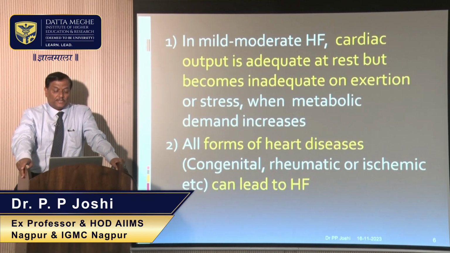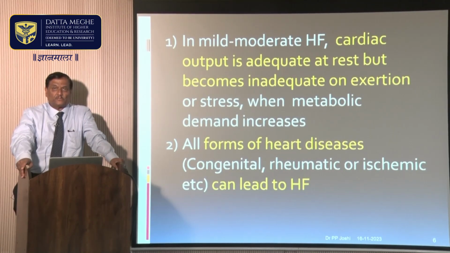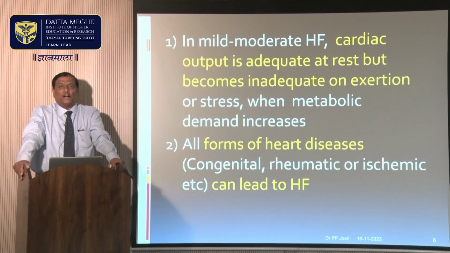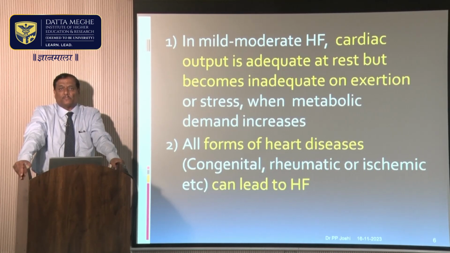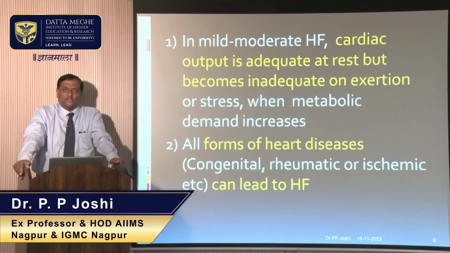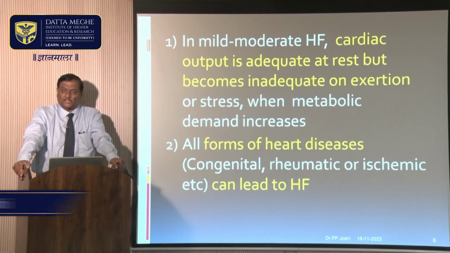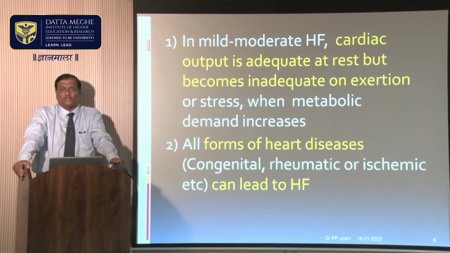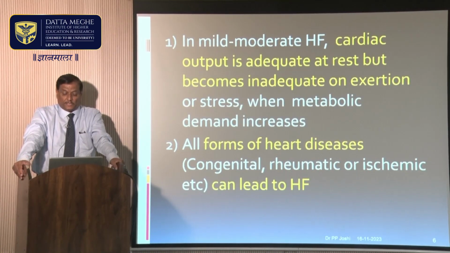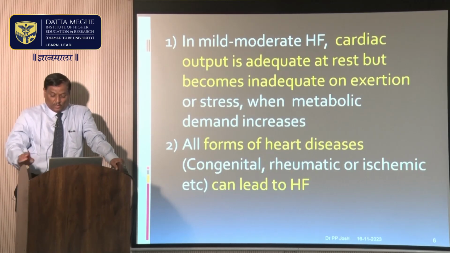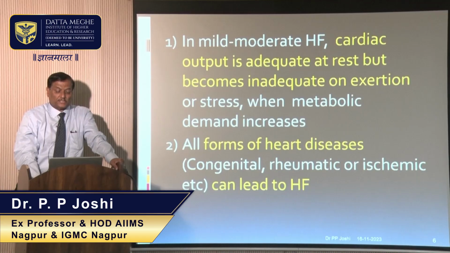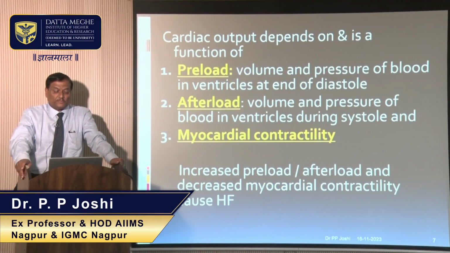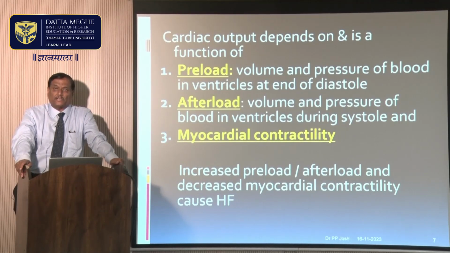In mild and moderate heart failure, cardiac output is adequate at rest but becomes inadequate on exertion or stress when the metabolic demand increases, and any form of heart disease can subsequently progress to develop congestive heart failure. Among the causes in young patients, we have rheumatic heart disease as the most common cause, or congenital heart disease. In middle age and the elderly, we have ischemic and hypertensive heart disease and myocardial infarction, all of which can subsequently go on to develop congestive heart failure. Cardiac output is a function of preload, afterload, and myocardial contractility.